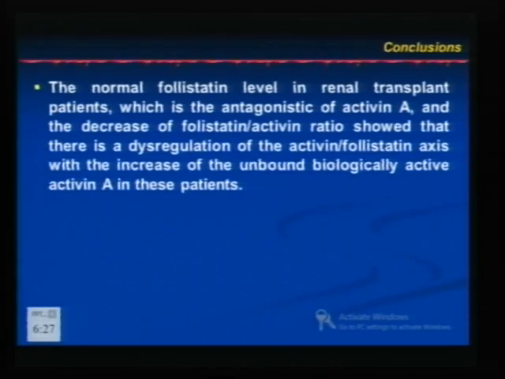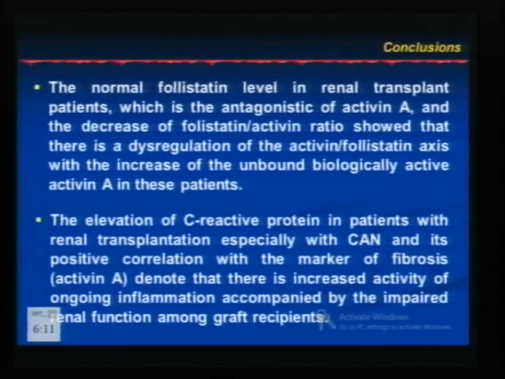The normal follistatin level in renal transplant patients, which is the antagonist of activin A, and decrease of follistatin-activin ratio showed that there is a dysregulation of the activin-follistatin axis with the increase of the unbound biologically active activin A in these patients. The elevation of C-reactive protein in patients with renal transplantation, especially with CAN, is positively correlated with the marker of fibrosis, activin A. This denotes that there is increased activity of ongoing inflammation accompanied by the impaired renal function among graft recipients.